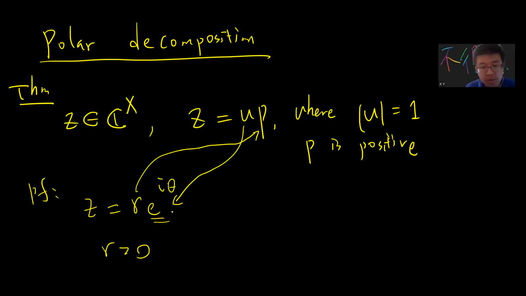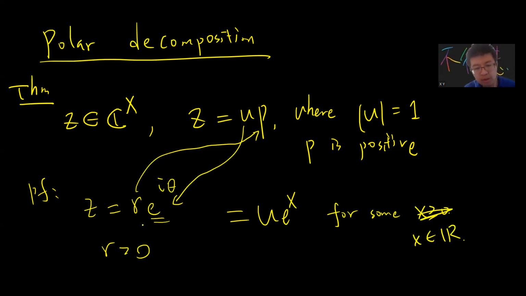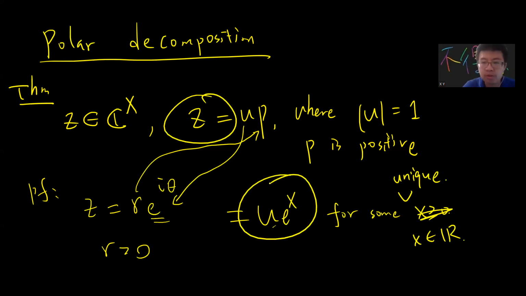Also notice that r is greater than 0, so one can write p to be exponential x for some x, where x is a real number. And by the way, since the radius of z is unique, x is unique. Namely, we have z equals u times exponential x.